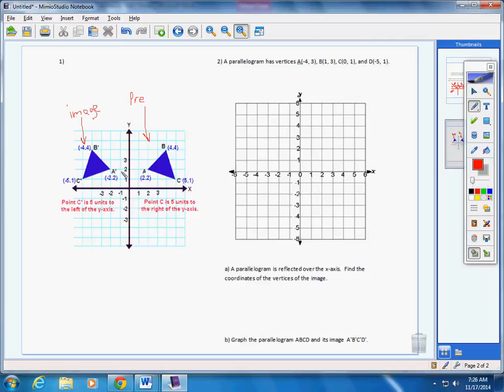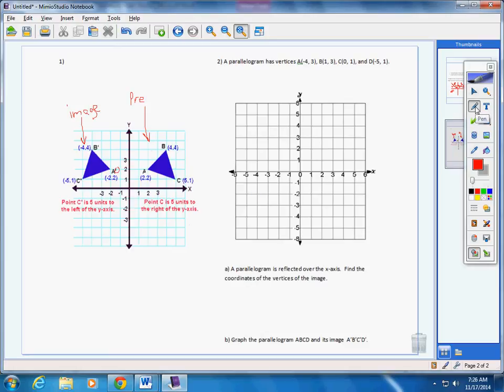So once again, all we're really worried about is the difference between how you label your figure. So our pre-image is ABC. Our image, our new figure after the transformation took place, after the slide of the figure, which we call a translation, or after the flipping of the figure, which we call a reflection, your new points should be labeled with these apostrophes: A prime, B prime, and C prime. Okay, I'm only showing you this picture so that you have a good visual.